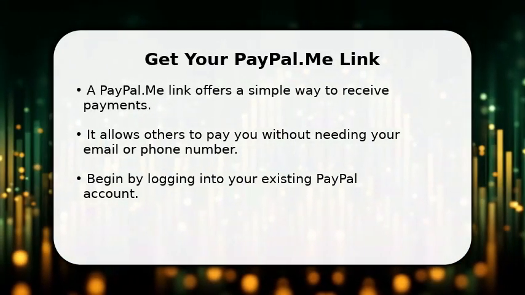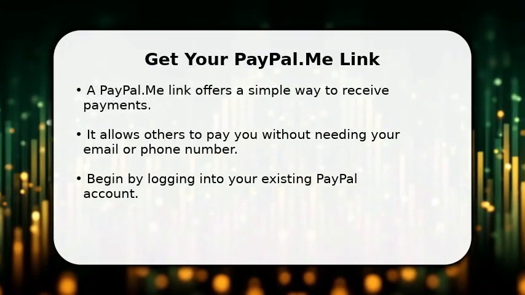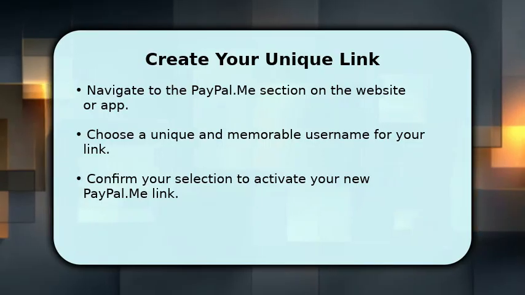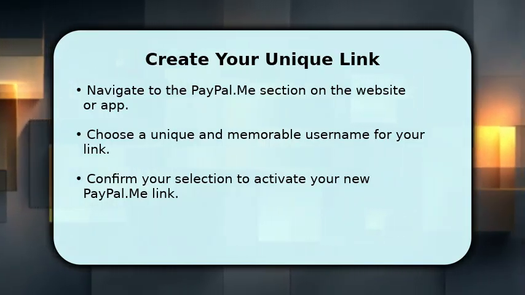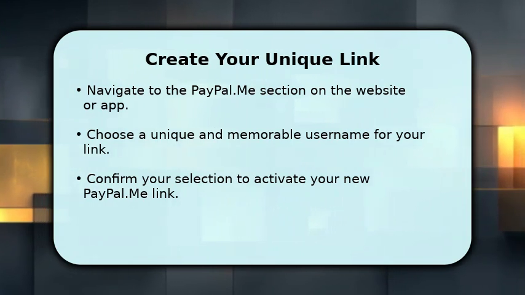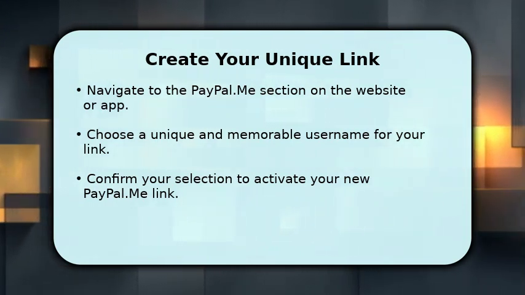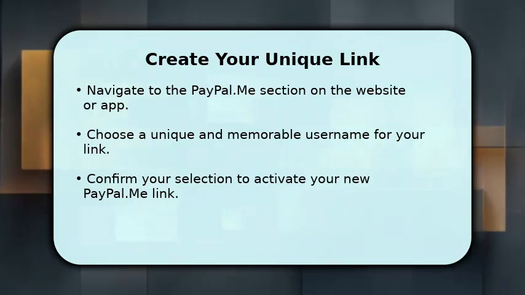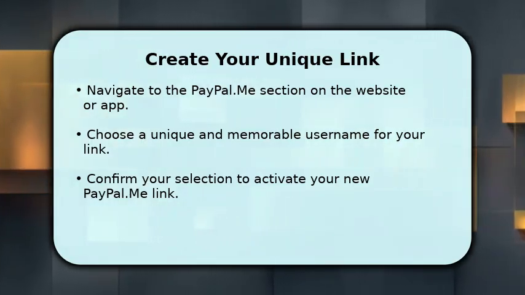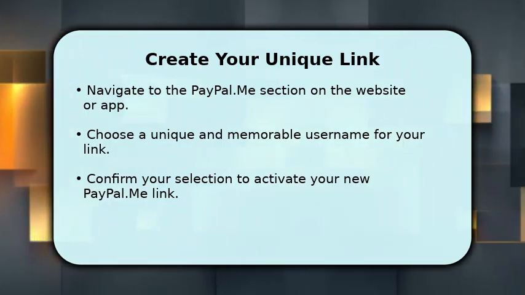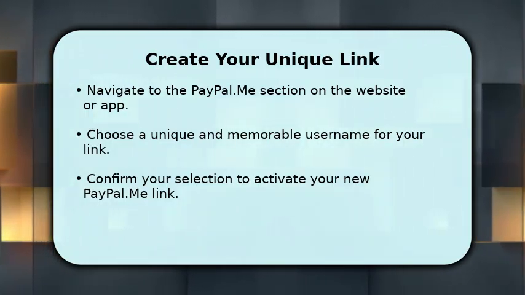To start, simply log in to your PayPal account using your credentials. Once logged in, find the PayPal.Me section, usually under Send and Request or Profile settings. You'll then create a unique username, which forms your personalized link like PayPal.Me/yourname. Remember, this username cannot be changed later, so choose carefully. After selecting an available name, confirm your choice to activate your new link.